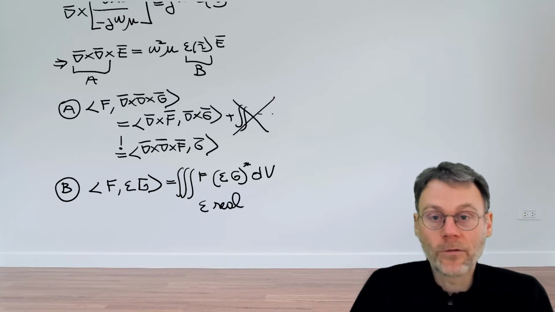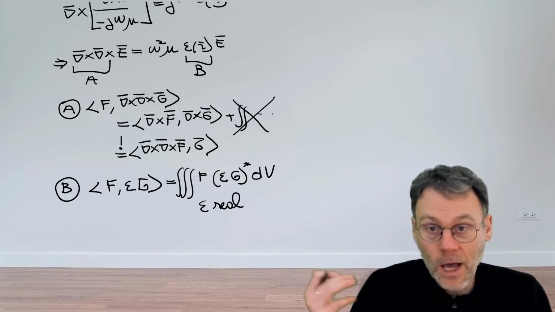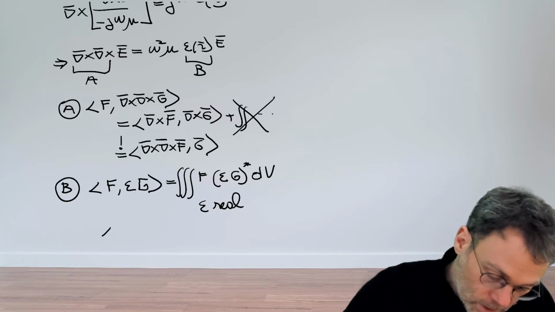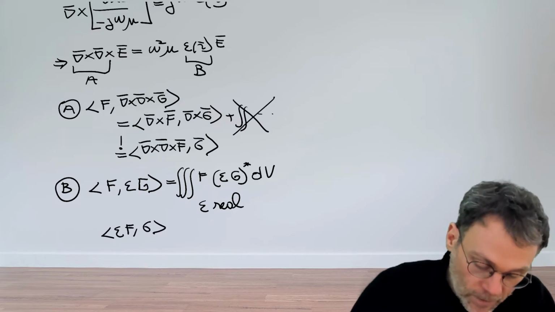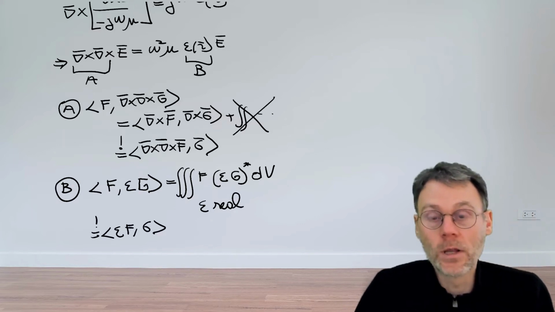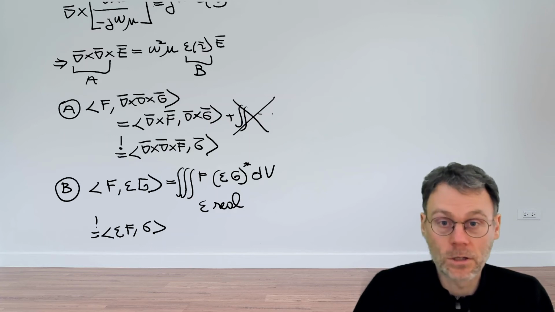And that means that we have to deal with lossless media. But if we have lossless media, then we can safely move the epsilon to the first factor. And in that case, we do have a Hermitian operator, but only if we're dealing with lossless systems.